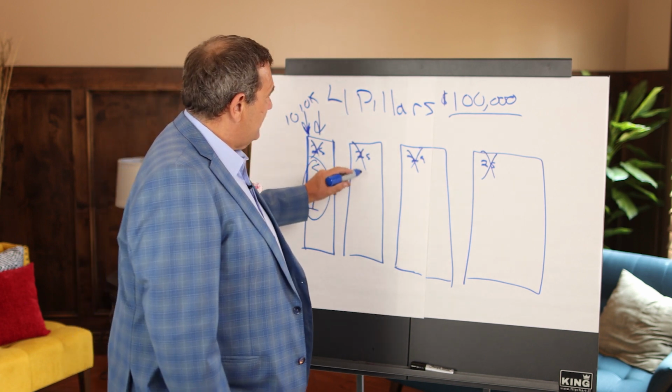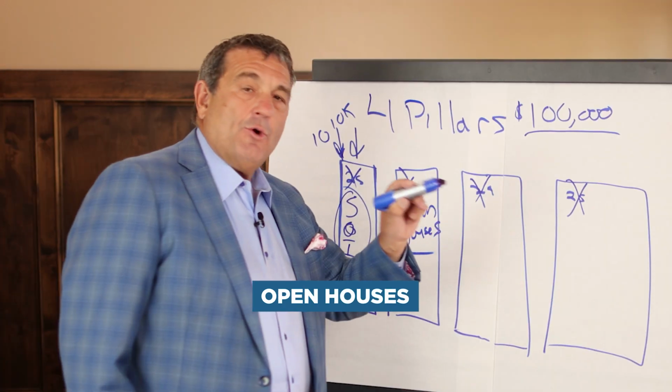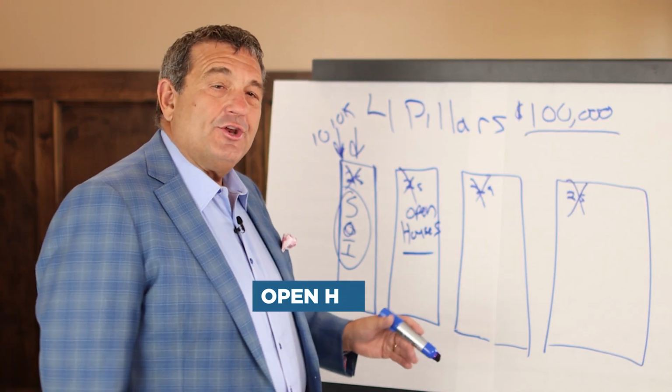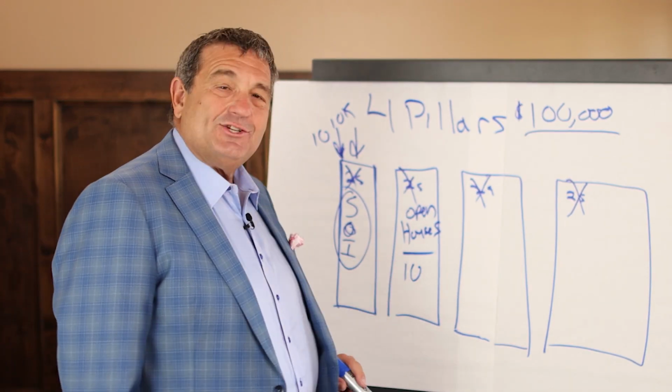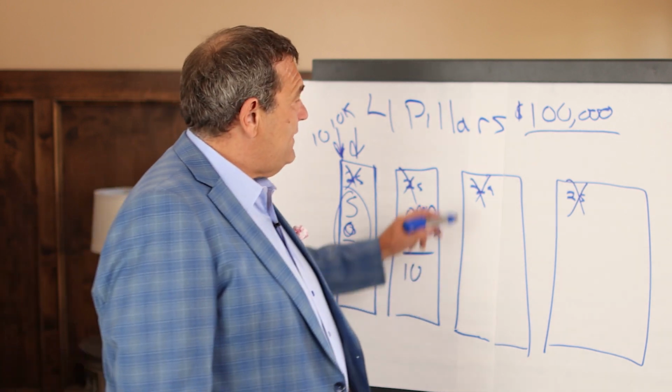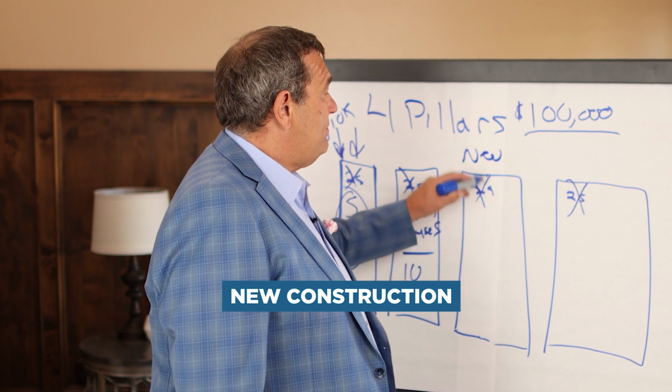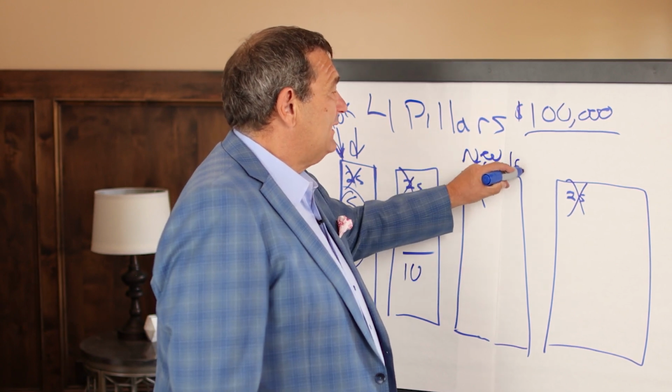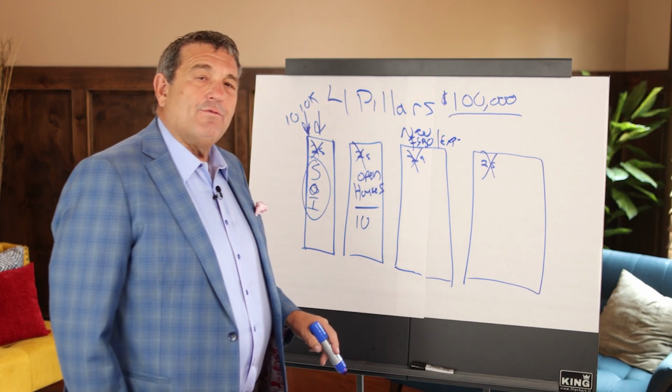Then we do a second one. This one could be open houses. How many open houses do you need to go on in order to generate enough leads to close 10 transactions? And we're going to work that as if it's our only pillar. What's your third one going to be? It could be new construction. It could be FSBOs or expired listings. It doesn't matter to me what your 4 pillars are.